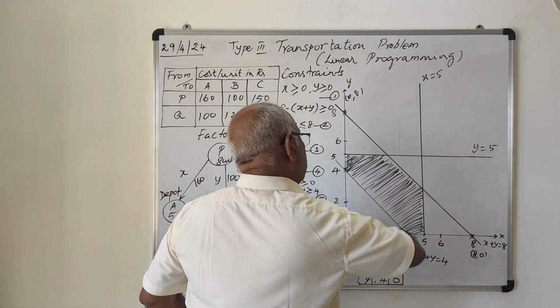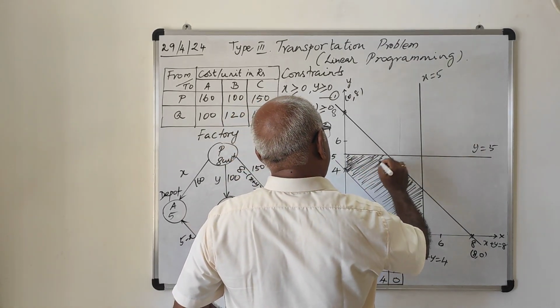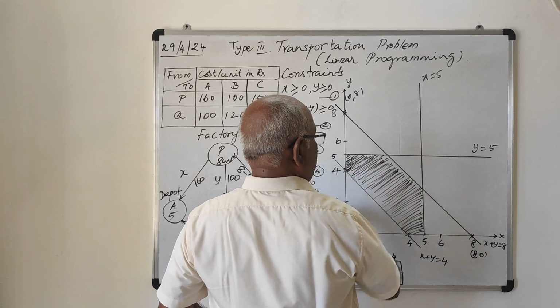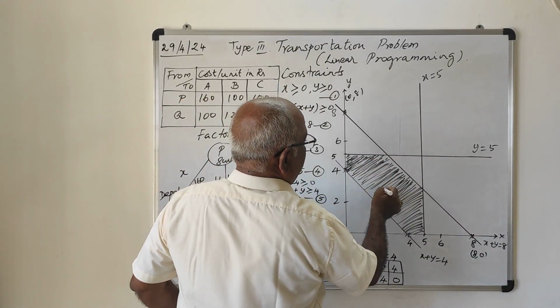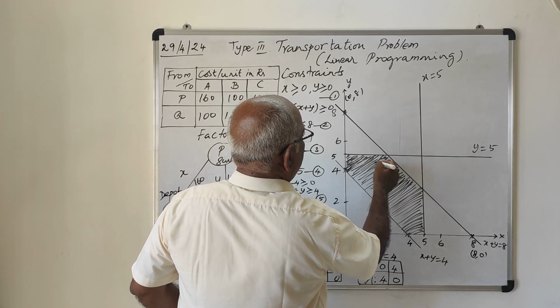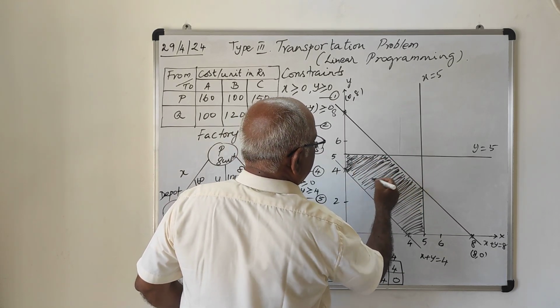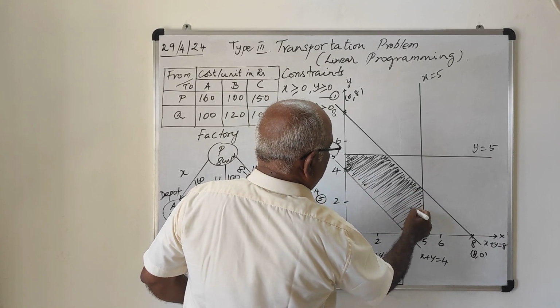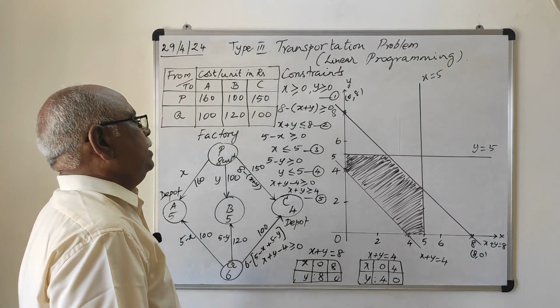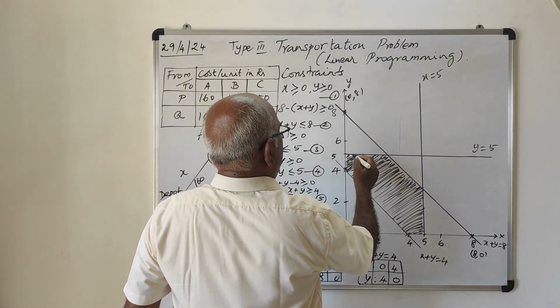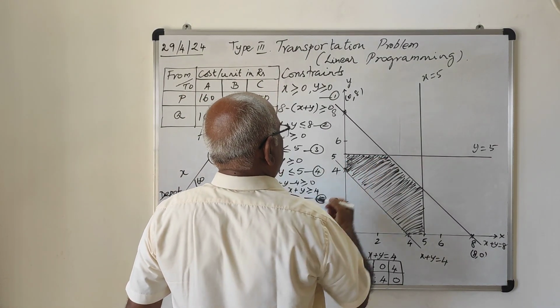x plus y greater than or equal to 4 is away from the origin, and x plus y less than or equal to 8 is towards the origin. So this is the feasible, bounded region, and every point in this region is a solution part of the linear programming. So the corner points are the bounded region.